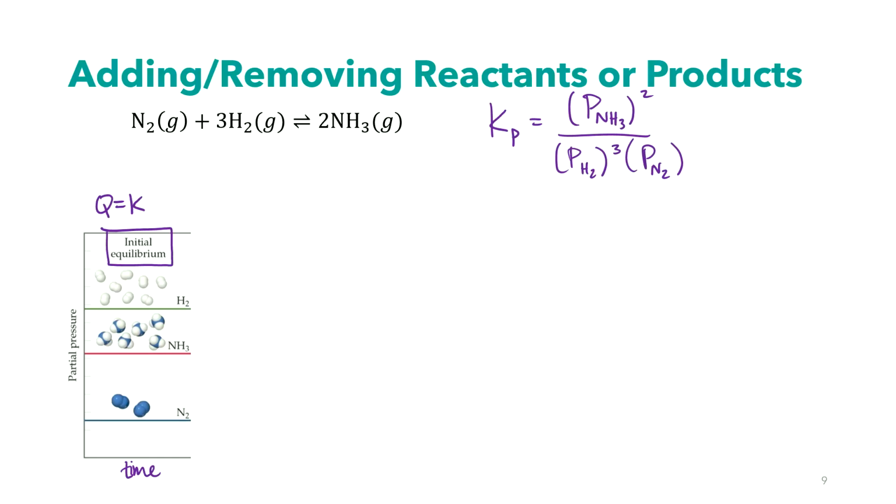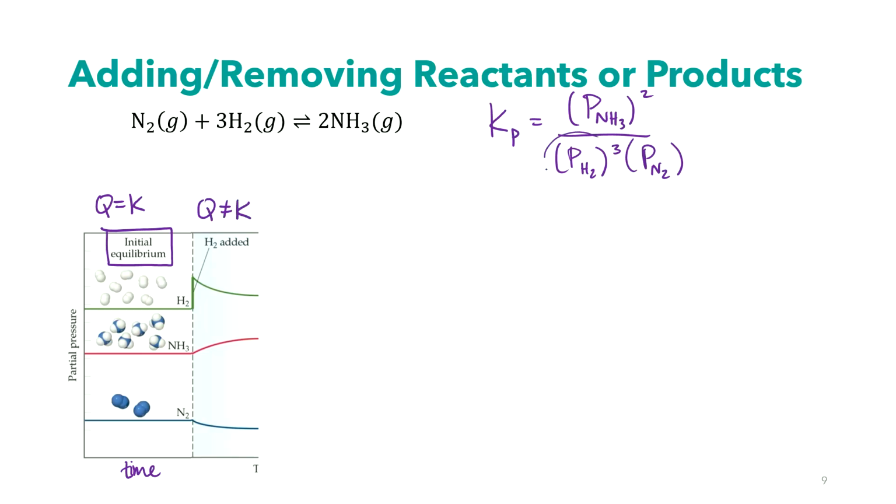We've allowed this to come to equilibrium, right? And now we do something. We're going to add some H2. All right? Now all of a sudden, Q is not equal to K.